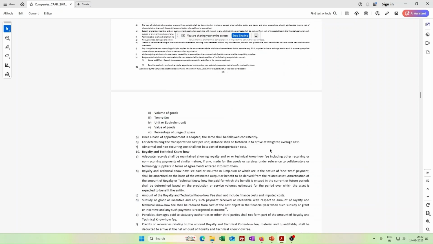Royalty and technical know-how, what is this? If you are using the land of the government and extracting coal, for a coal industry, you have to pay the royalty per ton. And what is technical know-how? If any company is using the technical know-how of another company, it has to pay for using that technical know-how.